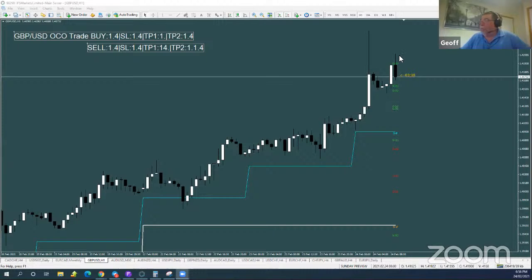So we're trading either one or the other. If it breaks out to the upside, we want to be in that. If it breaks out to the downside, we want to be in that.